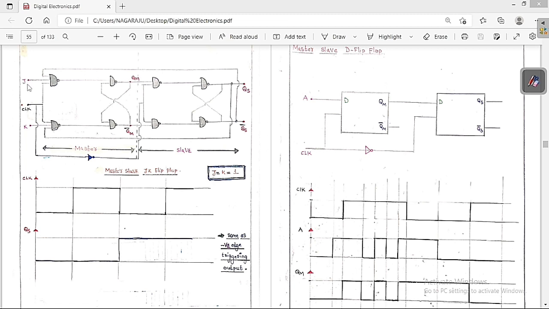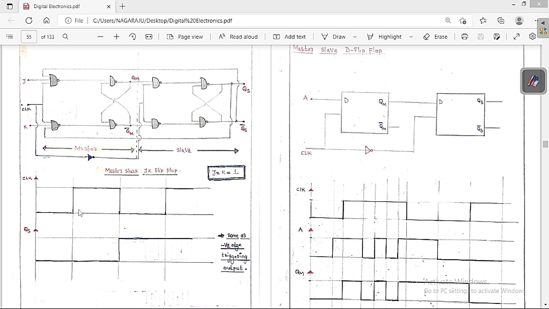Now I am going to assume J is equal to K is equal to 1, and I am going to give the clock like this. You can see in the first cycle, the master is going to become active when the clock is equal to 1 and the slave is going to become active when the clock is equal to 0, because there is a NOT gate here. This is a part that you always have to keep in mind. So this is QM, this is QM bar, this is QS and this is QS bar. These are the outputs of the master flip-flop and these are the outputs of the slave flip-flop.